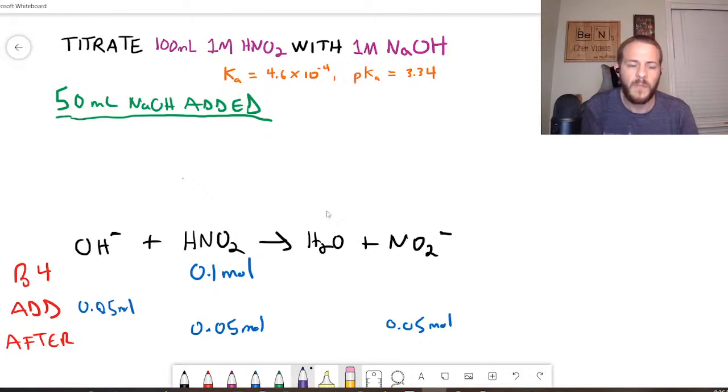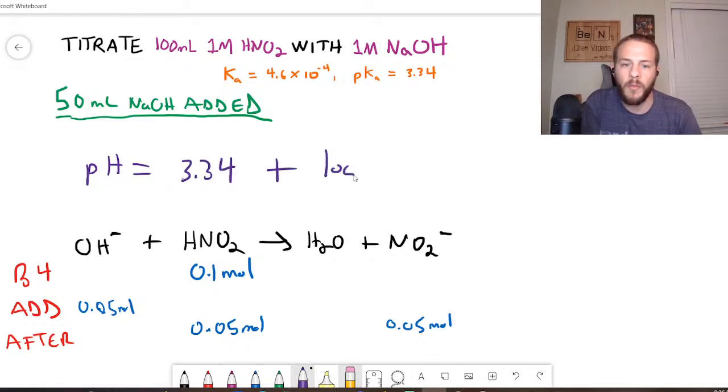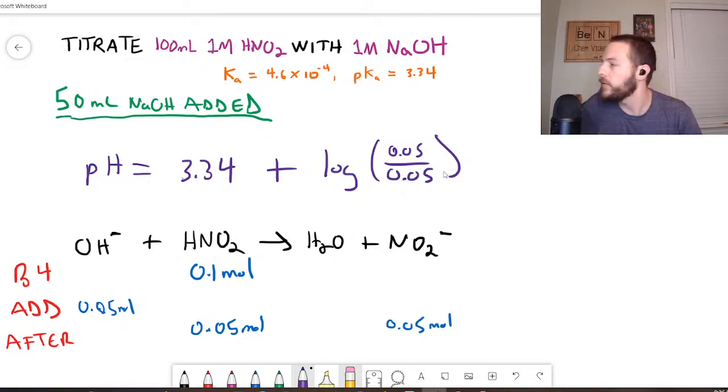Okay, so again, I'm going to use the Henderson-Hasselbalch equation here. It's going to be pH equal to the pKa, which in this case is 3.34, plus the logarithm of concentration of base over concentration of acid. Base is 0.05, and acid is 0.05.